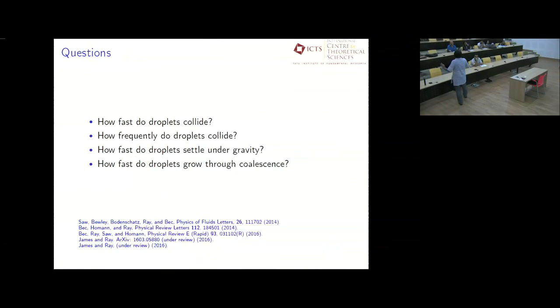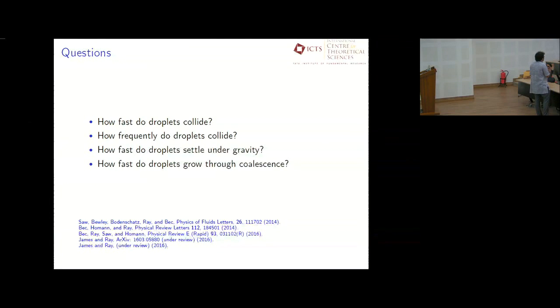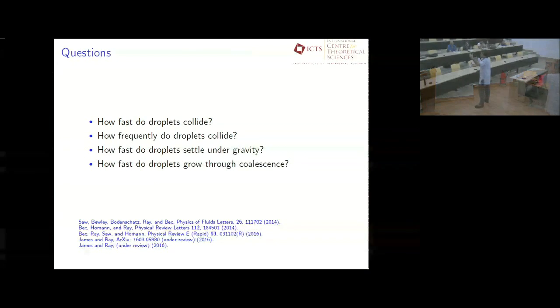To make the questions more precise, what we want to understand is how fast droplets collide. How frequently do they collide? If they collide, do they coalesce and grow? Then how fast do they grow? Because, of course, we have some ideas about nuclei starting at 10, 20 microns and raindrops being 1 millimeter, so we would like to know how they grow from the micron scale to the millimeter scale. Some of the work that I'll be talking about is included in these references over the last year and a half or so. All right, good.